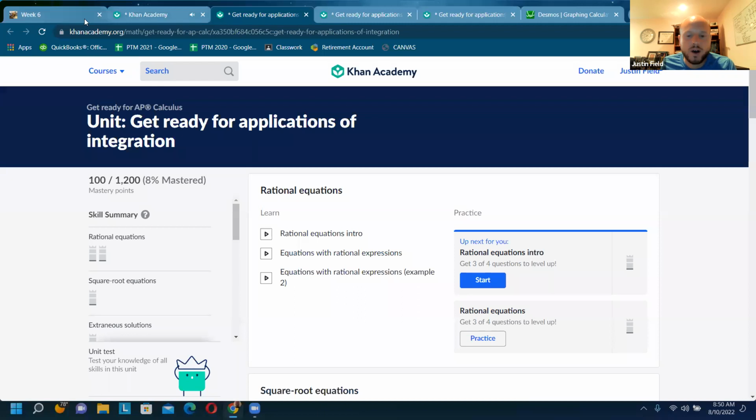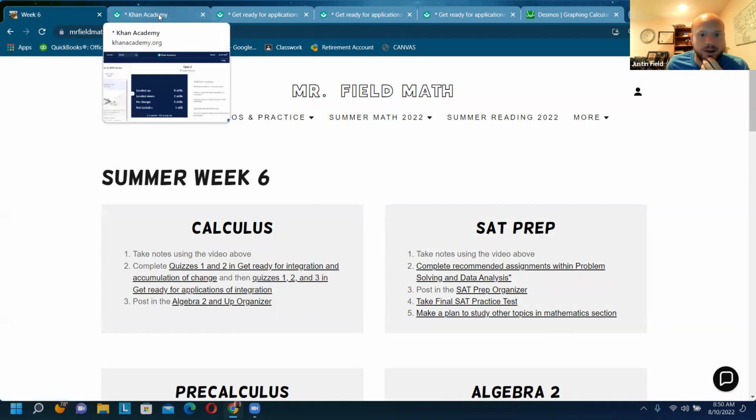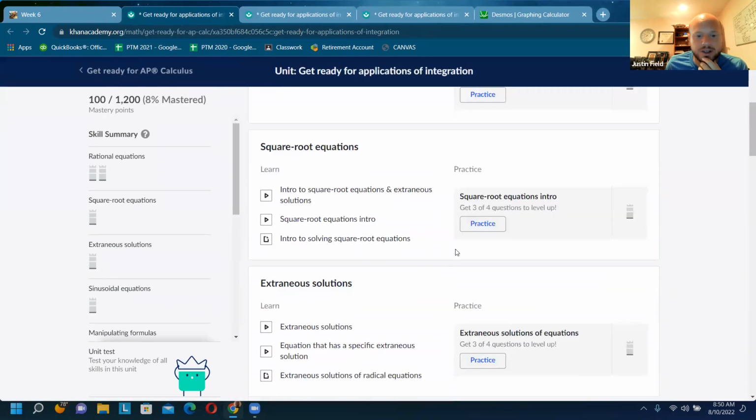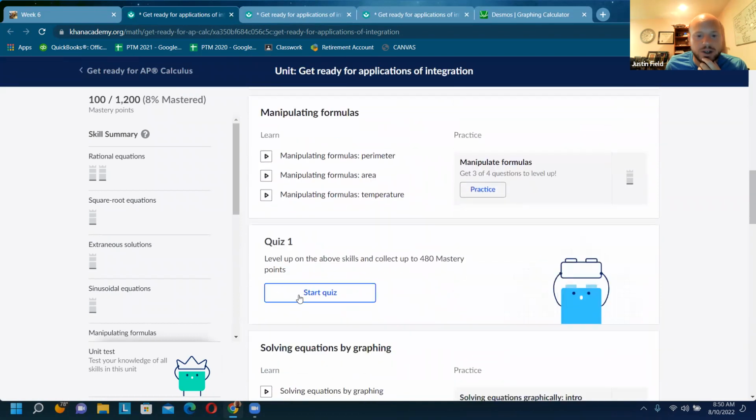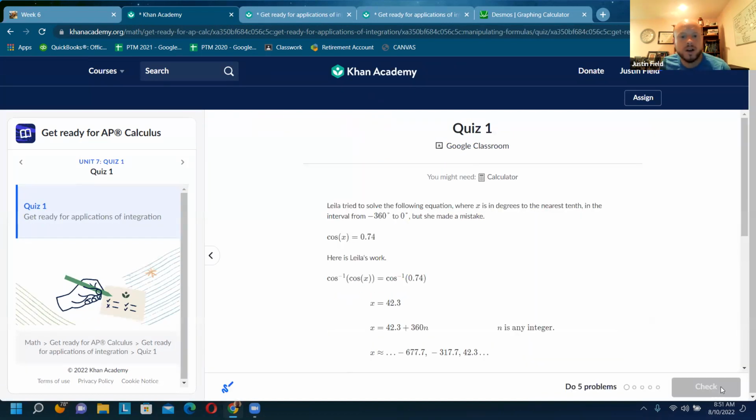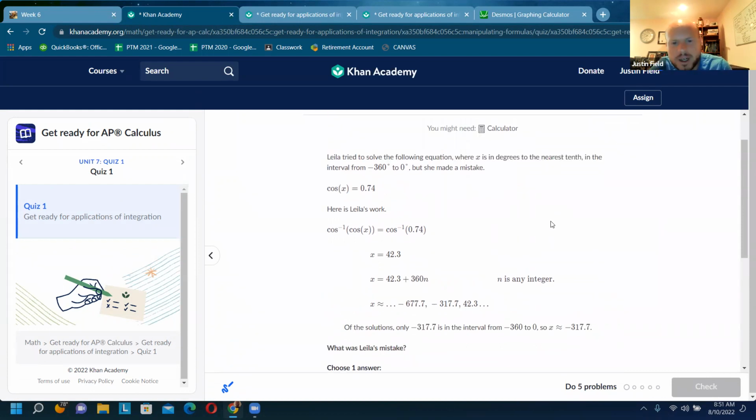Okay. Now on to the second set, and this is quizzes 1, 2, and 3 in the applications. Let's do quiz 2. Applications: extraneous solutions, solutions you can get but that don't actually work. Oh my goodness, not trigonometry. All right, I love trigonometry. Layla tried to solve the following equation where x is in degrees to the nearest tenth in the interval from negative 360 to 0, but she made a mistake.